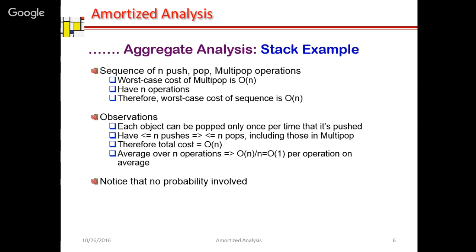So we have at most n pushes, and then at most n pops, including the multi-pop. So the total cost is O(n) again. The average over all operations is O(n) divided by n, so per operation you have O(1) as the cost for any operation, whether pop, push, or multi-pop. You notice that there is no probability involved in amortized analysis in general.